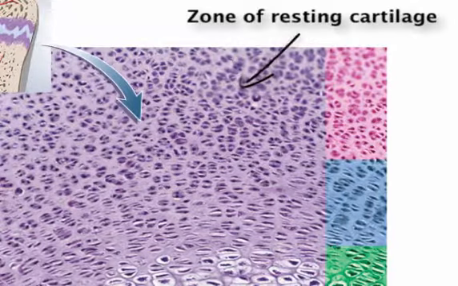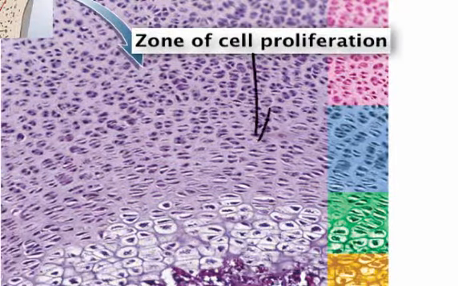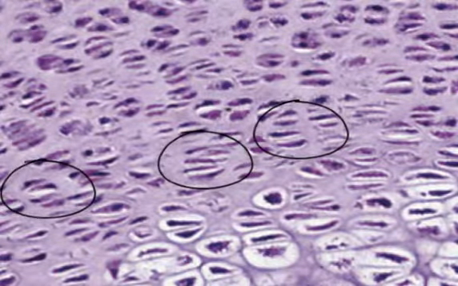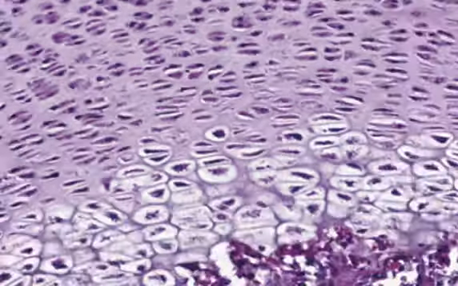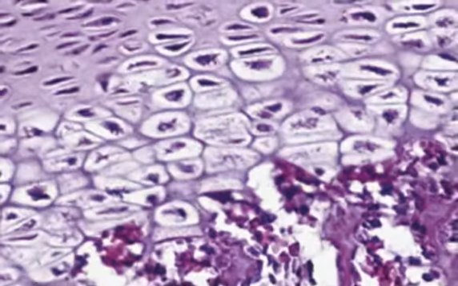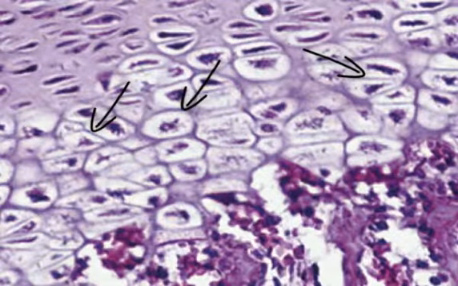The zone of resting cartilage consists of typical hyaline cartilage showing no sign of transforming into bone. In the zone of cell proliferation, chondrocytes multiply and arrange themselves into longitudinal columns of flattened lacunae. Next, in the zone of cell hypertrophy, the chondrocytes stop dividing and begin to enlarge. This causes the walls of the matrix between the lacunae to become very thin.